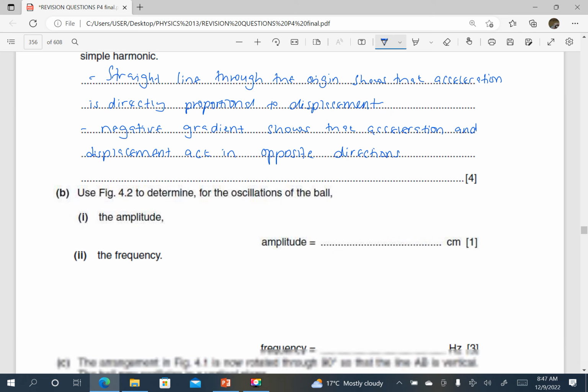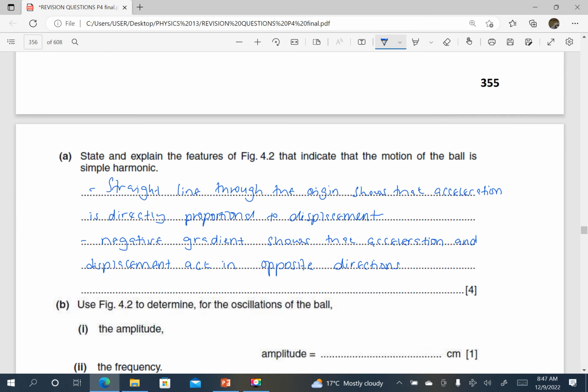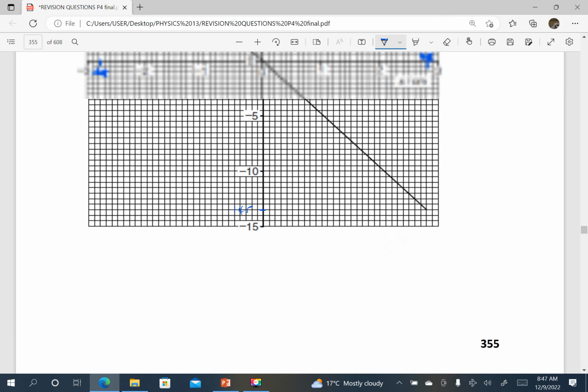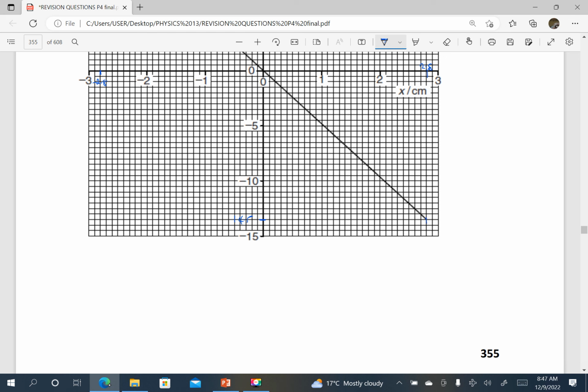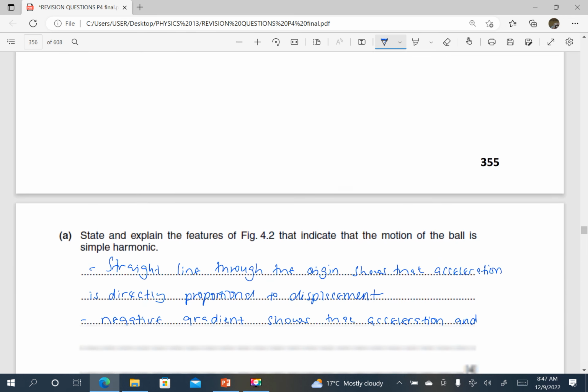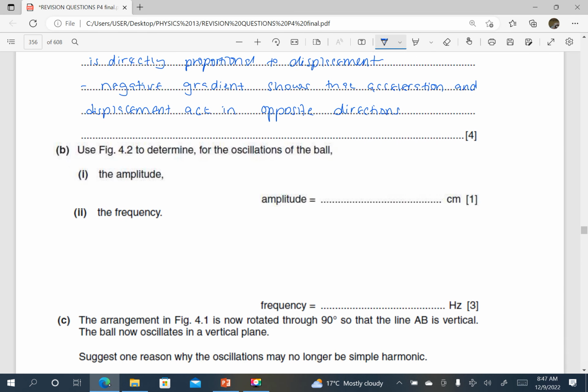Use the figure to determine, for the oscillations of the ball, the amplitude. Of course, for the amplitude, I just look at the figure. The highest displacement here was 2.8. So the amplitude is 2.8. Maximum displacement 2.8.